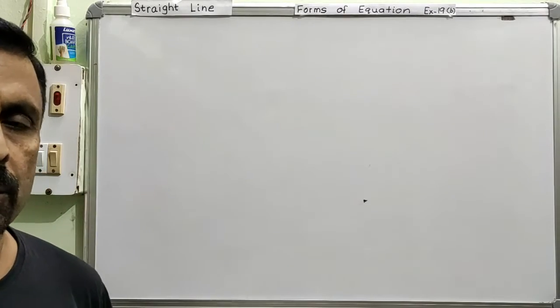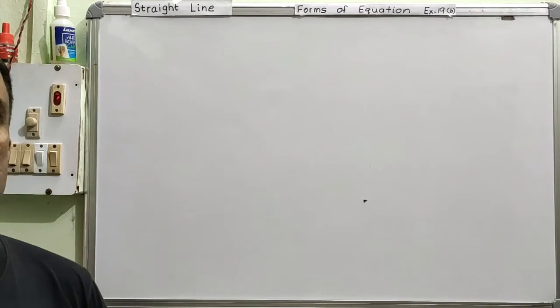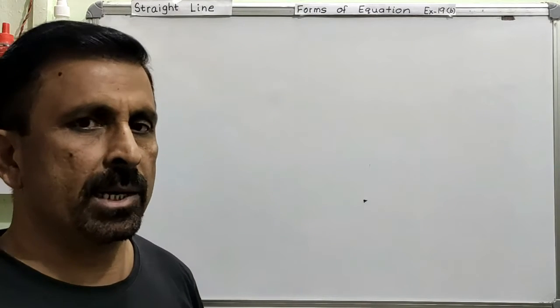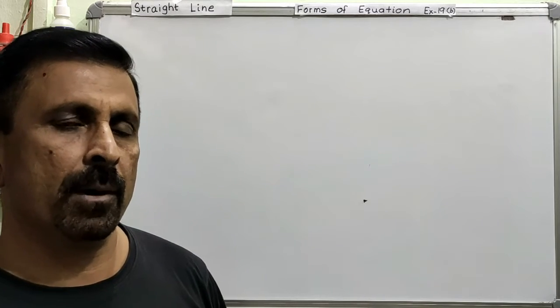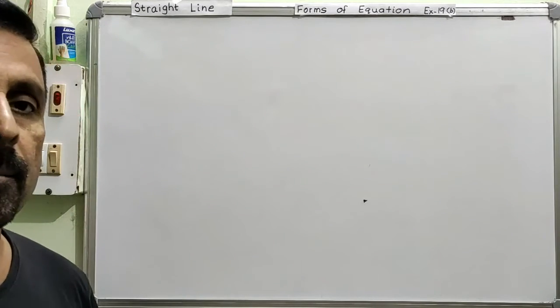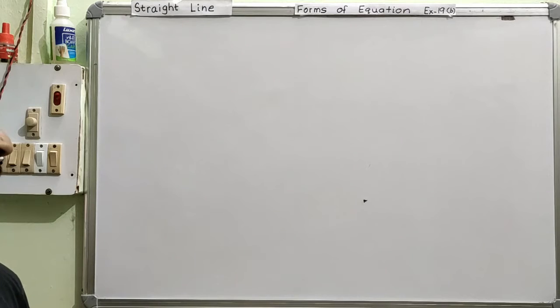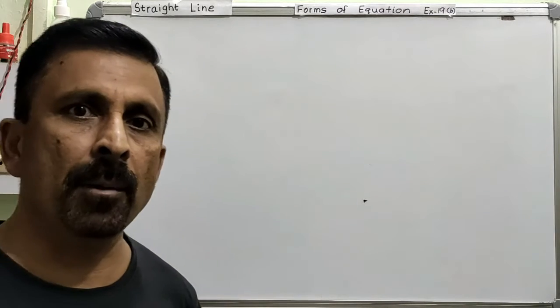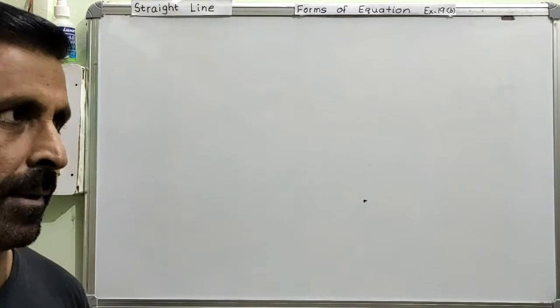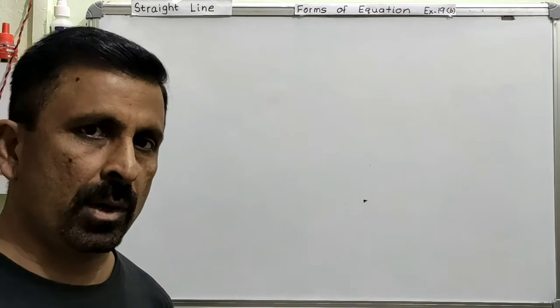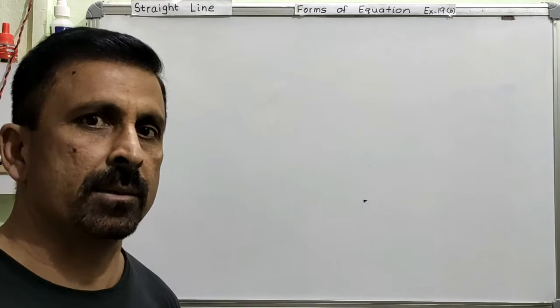Morning. Today this is the third video for exercise 19b. In this exercise we have tried to learn the different forms of linear equation, the different forms of straight line. Three different forms: the general form, the intercept form, and the perpendicular form. Now you are very clear with all the three formulas, right?